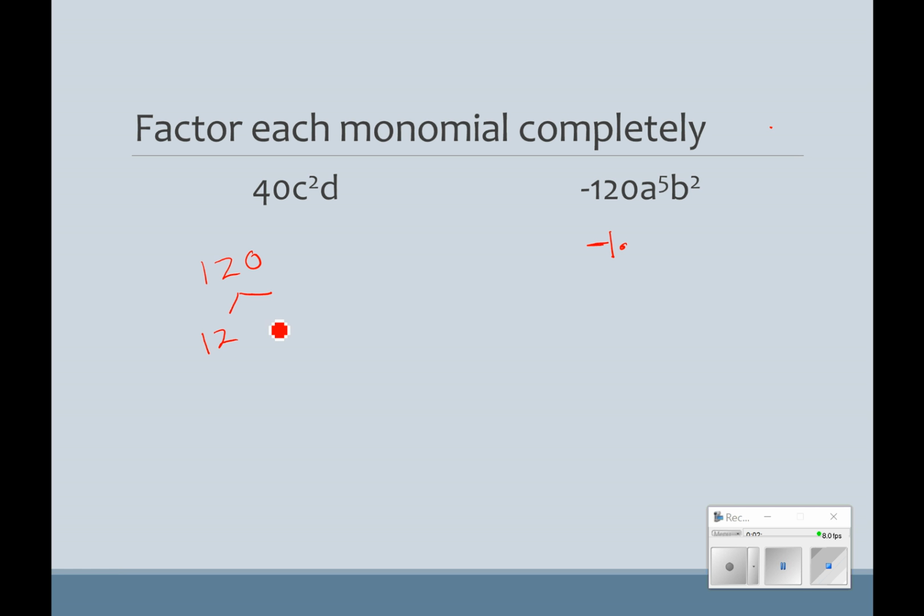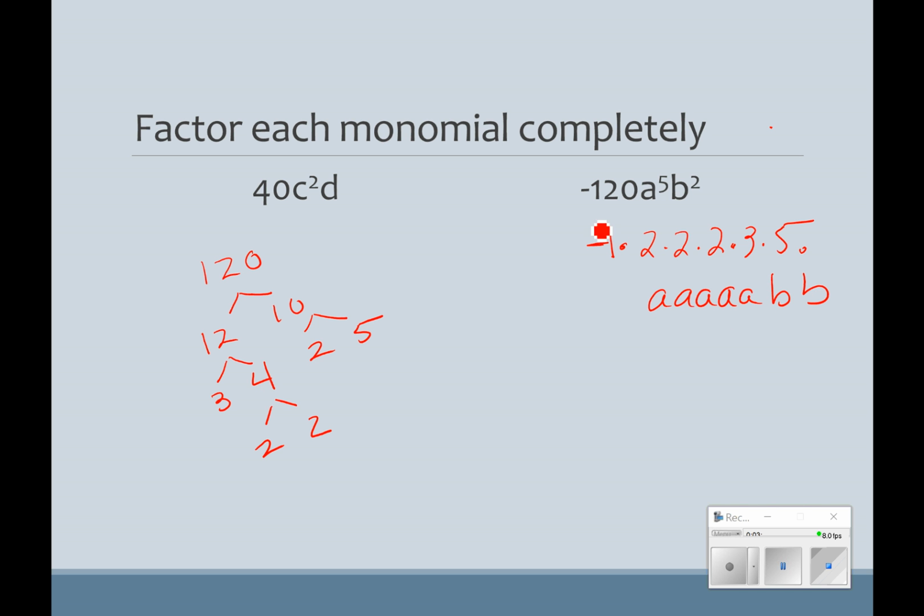I know 10 goes in 12 times. 12 breaks down to 3 times 4, and 4 is 2 times 2. And then 10 breaks down to 2 times 5. So I've got 3 2's, 2 times 2 times 2, times 3 times 5, and then I've actually got 5 a's and 2 b's. So this is negative 120 a to the 5th b squared factored completely.